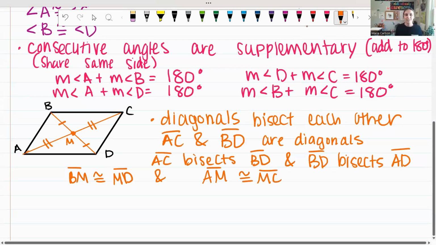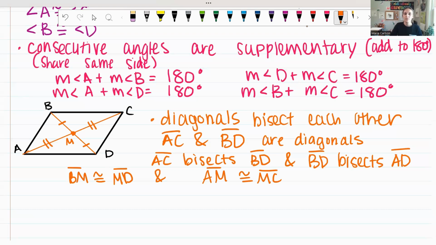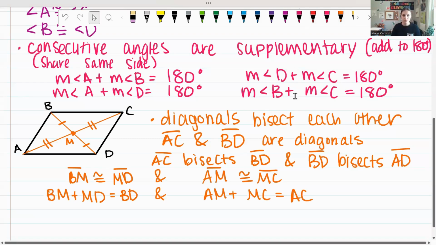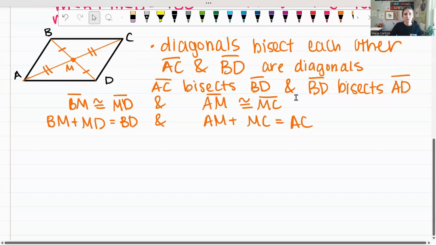I also know that if I add up these two half segments, it gives me the whole diagonal. So the measure of BM plus the measure of MD is equal to the entire diagonal BD. And the measure of AM plus the measure of MC is equal to the entire diagonal AC. Let's look at some examples.